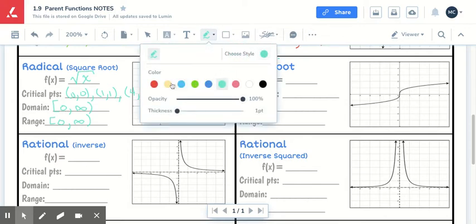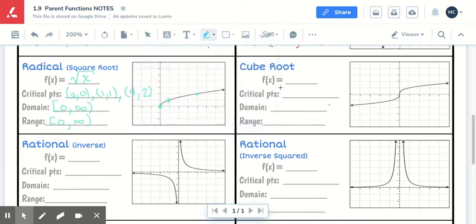Our next one is also a radical function, but this one is a cube root. The equation for this one will be f of x equals the cube root of x. Critical points on this one are (-1, -1), (0, 0), and (1, 1). So (-1, -1) is here, (0, 0) there, and (1, 1) is there.